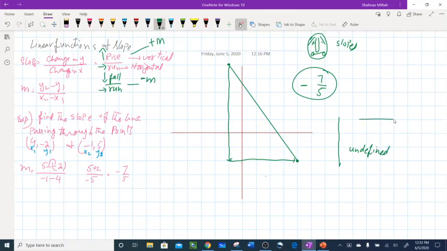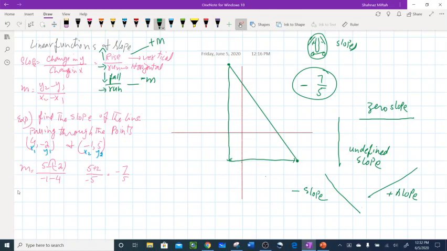This is zero slope when you have a horizontal line. Zero slope. This is undefined slope. Now, if you have something like this, that's a negative slope. If I have something like that, that's a positive slope. And you can tell from the cartoon's face.